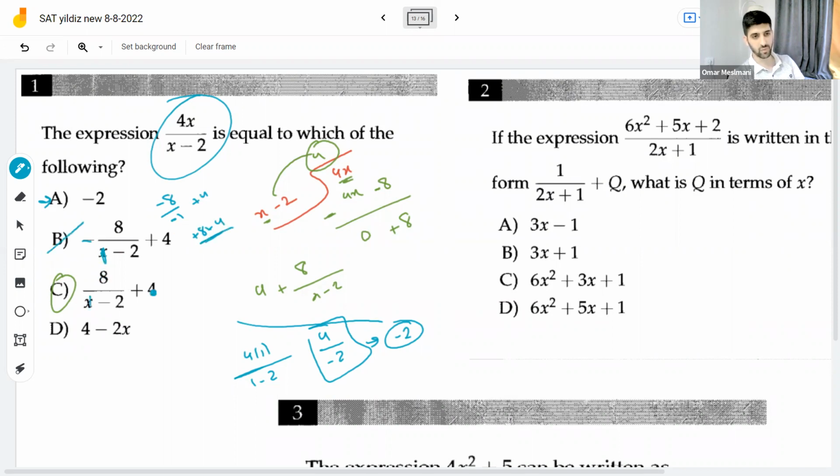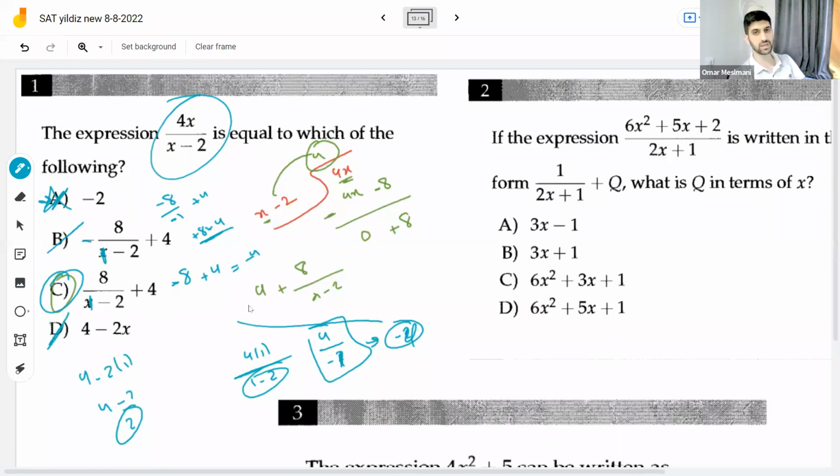Here, 8 over 1 minus 2 is going to be minus 8, minus 8 plus 4, it is going to... Do I have a mistake? No, we have a mistake. Wait a minute. 4 times 1 is 4. 1 minus 2, yeah, 1 minus 2 is minus 1, sorry. So 4 divided by minus 1 is minus 4. So it is incorrect. And now, as I can see, minus 8 plus 4 is going to be minus 4. So C is correct. 4 minus 2 times 1, so 4 minus 2 is going to be 2, so incorrect.